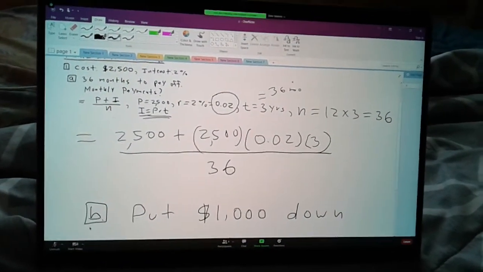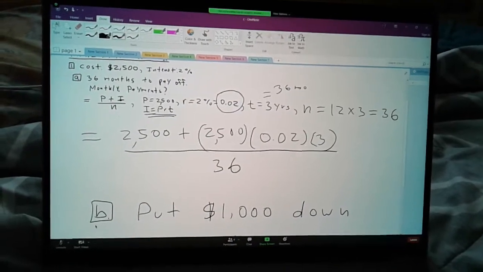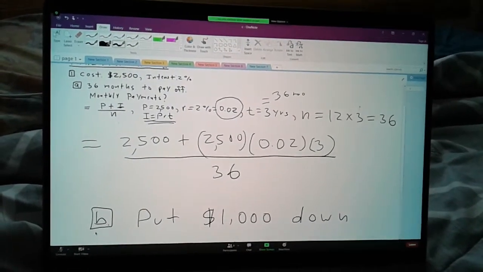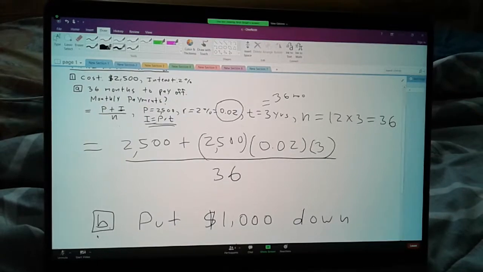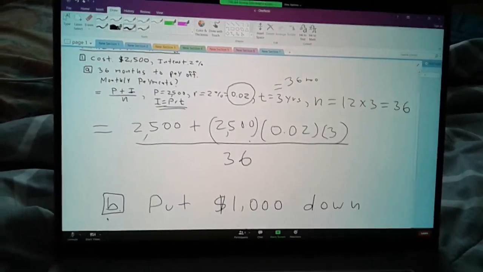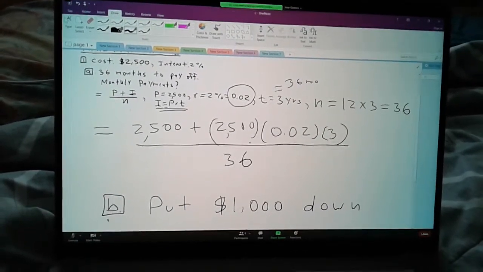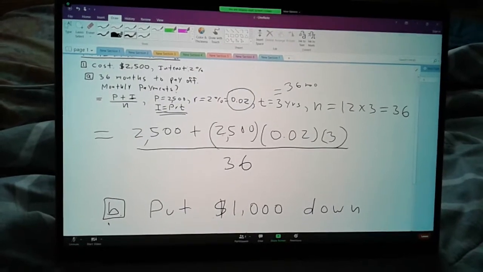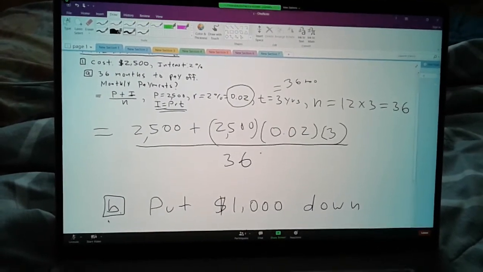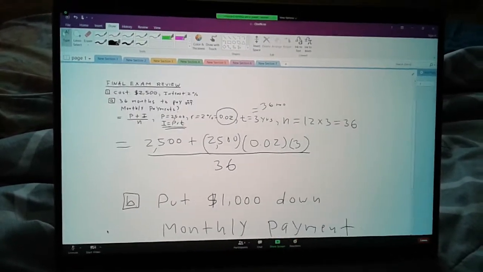So the number of payments, if you pay every month, it's going to be 36 payments for 3 years, 12 times every year. So 36 payments. So if we do P plus I divided by the number of payments, that'll give us the monthly payment for this job.